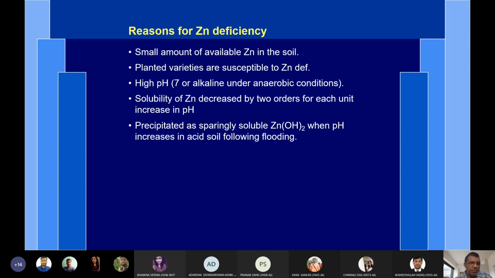So high pH may be the reason, 7 or alkaline under anaerobic conditions. Solubility of zinc decreased by 2 orders for each unit increase in pH. Means as you increase the pH towards alkalinity, the availability of zinc decreases. Zinc is precipitated as sparingly soluble zinc hydroxide when pH increases. If you increase the pH, it will precipitate as zinc hydroxide, as when pH increases in acid soil following flooding.